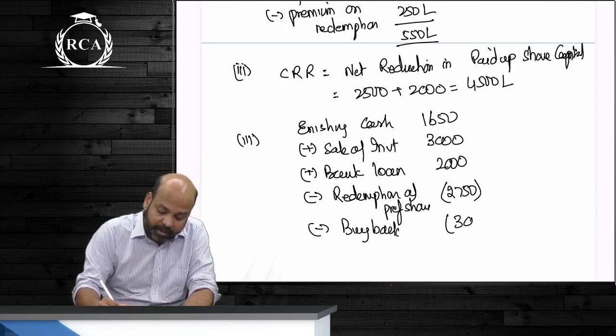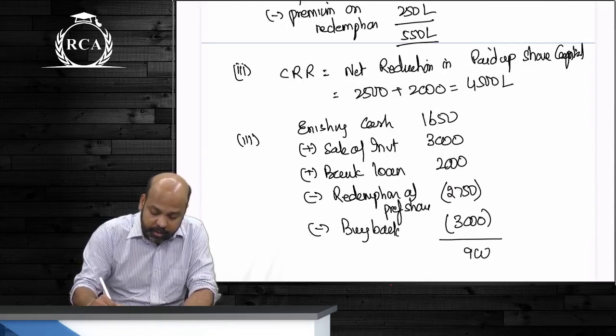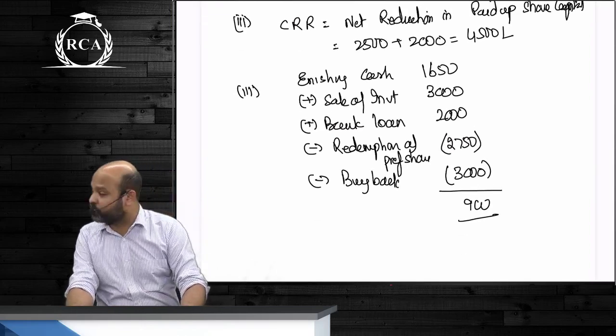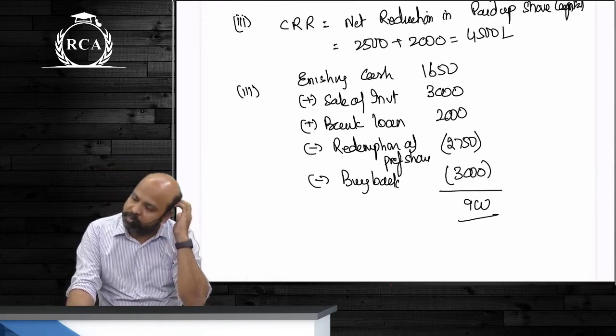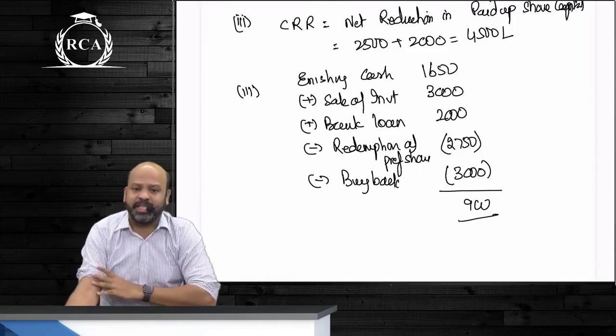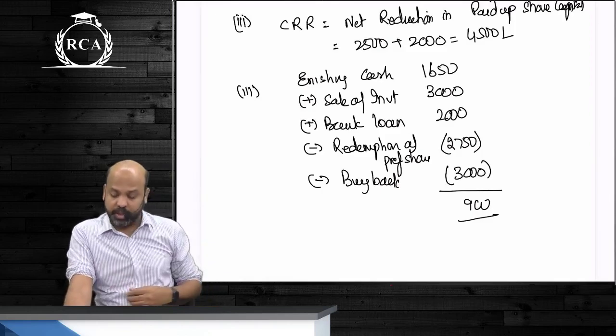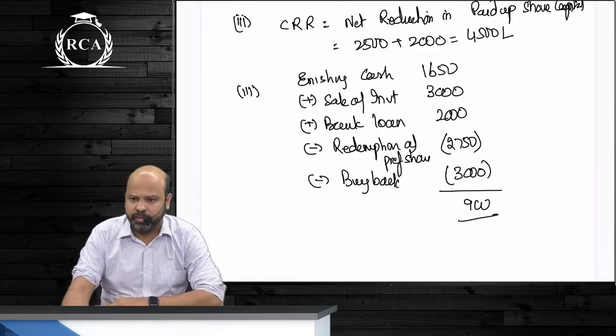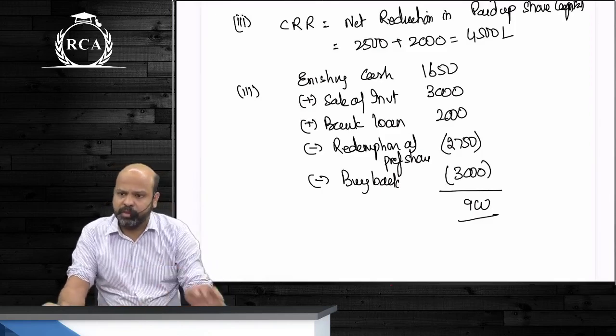What's the net balance that you will have? 900. This will be your closing cash balance after all the adjustments. Closing cash balance after all the adjustments, beta, is 900 lakhs. Did you understand, children?